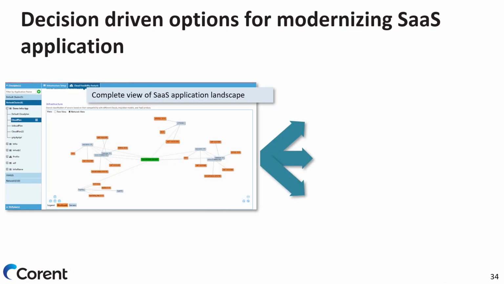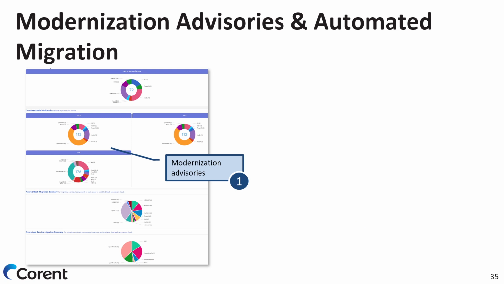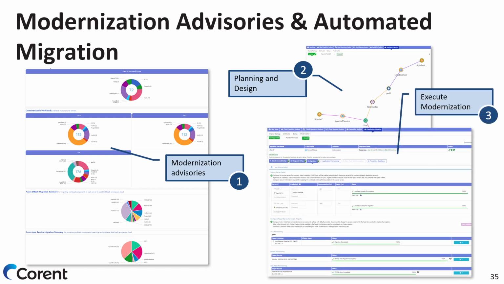And you can look at the decision-driven options for modernizing SaaS applications, whether that's data center migration, re-architecture and deployment, PaaS shift, hybrid shift, or even containerization. There are modernization advisories and automated migration capabilities that you can use for planning and design, and you can even execute some of these modernizations automatically.